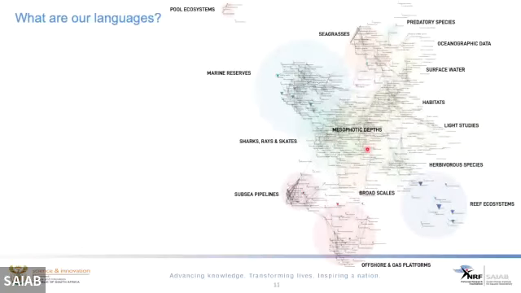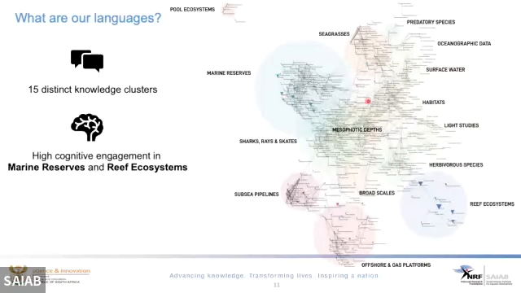So that's a snapshot of who we are, but we also wanted to know if we're speaking the same language as a community. And as it turns out, we have 15 official languages, or more formally known as knowledge clusters, ranging from seagrasses to mesophotic depths, from sharks, rays, and skates to herbivorous species. But our primary languages are marine reserves and reef ecosystems.